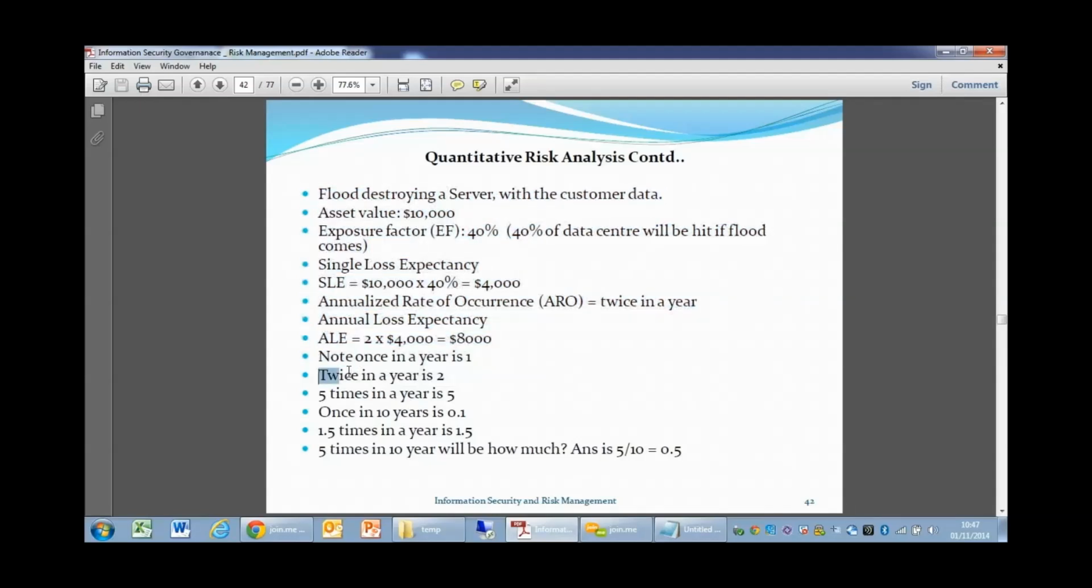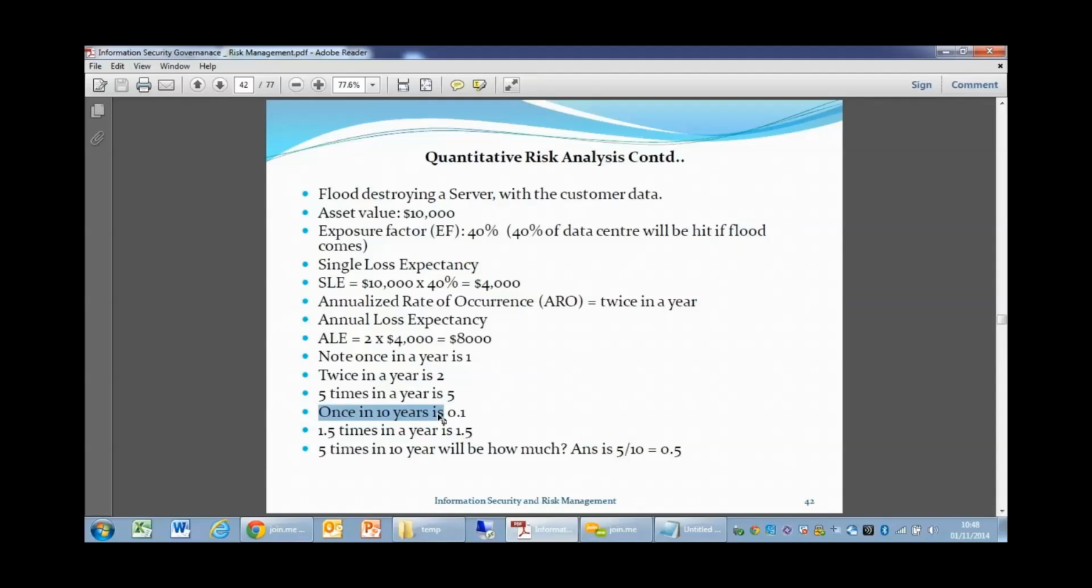Now the problem comes when in the exam it is given that your threat occurs twice in a year. In that case, ARO is very simple to calculate. It will be 2. If it says 5 times in a year, definitely ARO will be 5. But it says once in 10 years. This is the place where students, or let's say CISSP aspirants, get confused as to what the ARO value will be. The best way to calculate this is 1 divided by 10, which is 0.1.